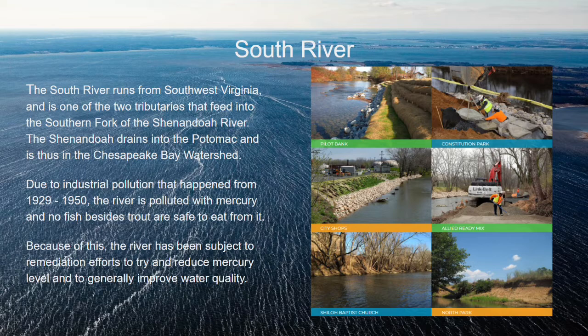And the South River is quite interesting. I found out that, due to pollution from I think a DuPont chemical plant from 1929 to 1950, the river, even to this day, almost 100 years later, is polluted with mercury. And they have fish advisories that say no fish besides trout is safe to eat due to high levels of mercury. And because of this, the river has been subject to remediation efforts, and you can see a few of those efforts on the side here.